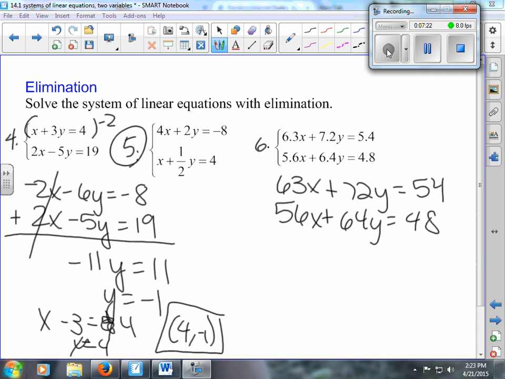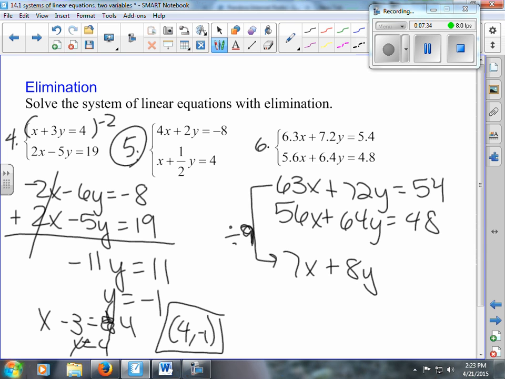But I can see some common factors. I'm going to take this first one, and I think everybody's a multiple of 7. So I'm going to divide this by 7. And 9. Let's divide by 9. I get 7x plus 8y equals 6. And then let's do the second one here. In the second one, everybody's a multiple of 8. So if I divide 56 by 8, I get 7x plus, and then 64 divided by 8 is 8y equals 6. And so those are the same equation.